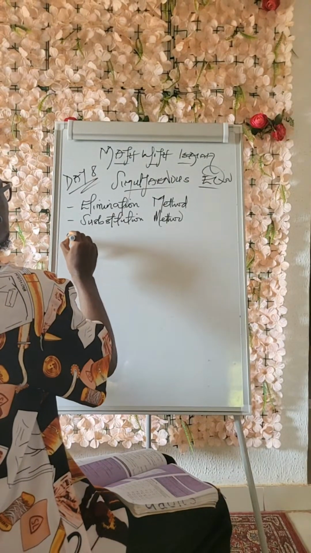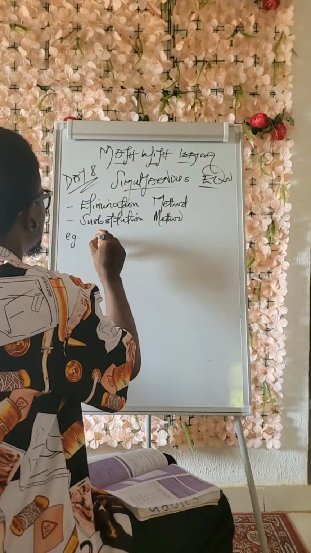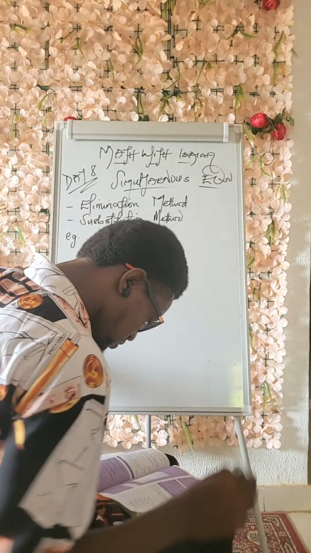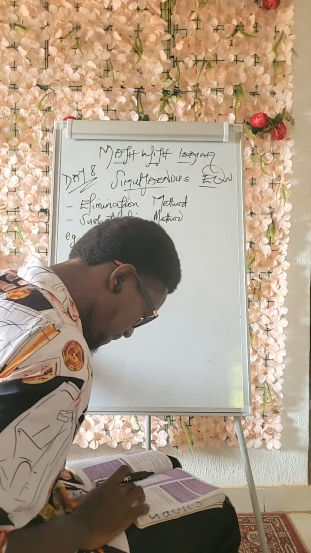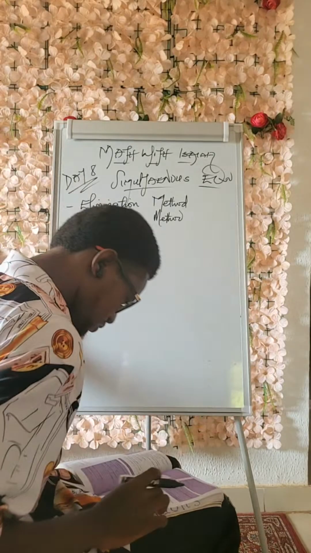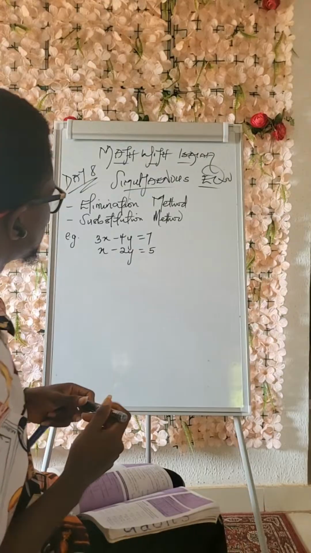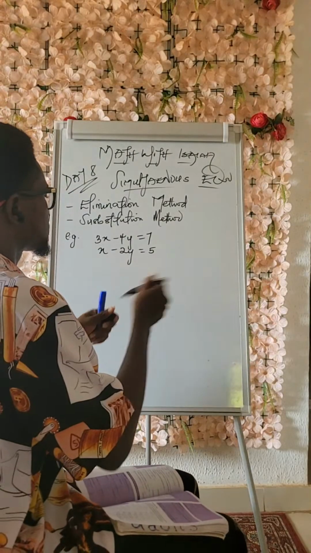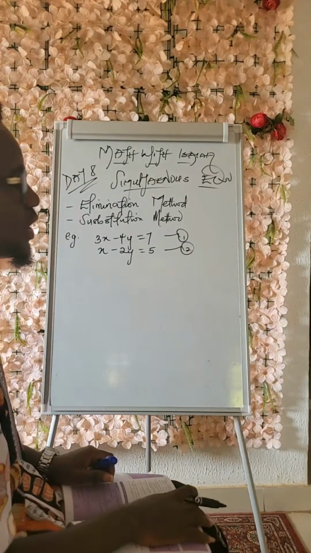So, example, we have 3x minus 4y equals 7. We have x minus 2y equals 5. Now, look at it again. Here we call this equation 1. We have equation 2, right?